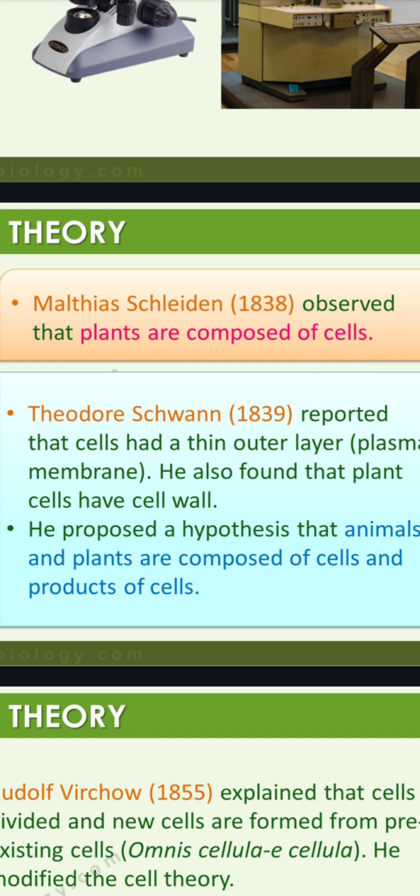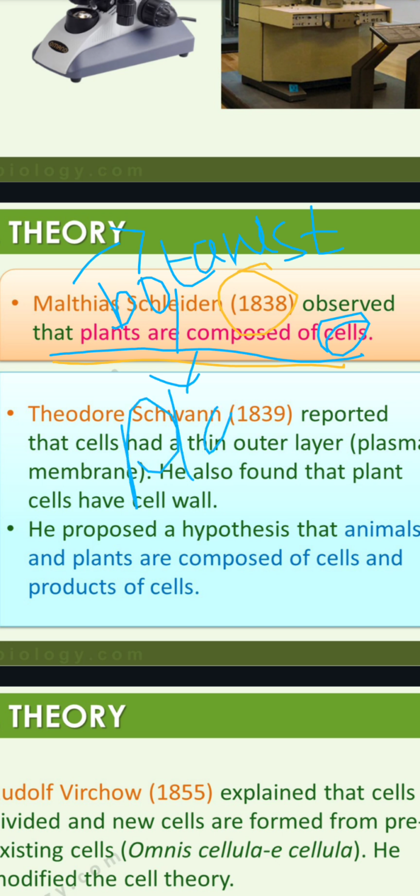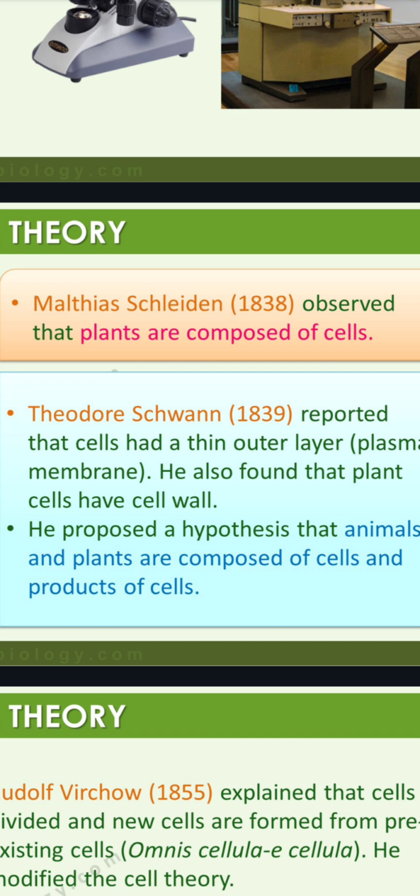Matthias Schleiden, in the year of 1838, observed that all plants are composed of cells. So he said that all plants, no matter which plant, are composed of cells. He was also a botanist. A botanist is someone who deals only with plants and plant-related study. So he was a botanist who discovered that all plants are made up of cells.